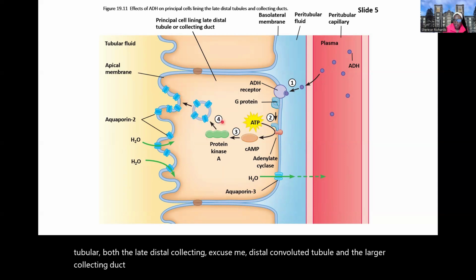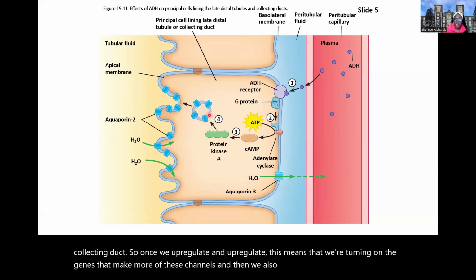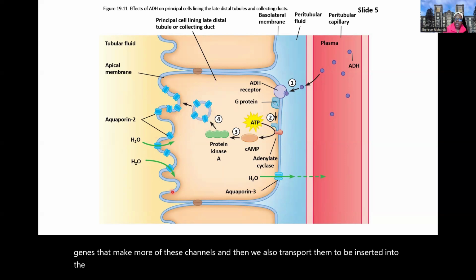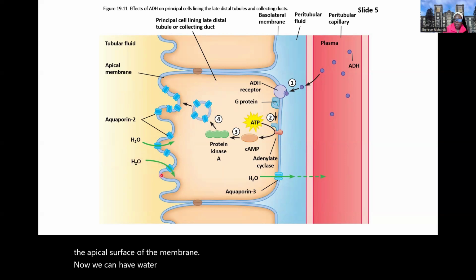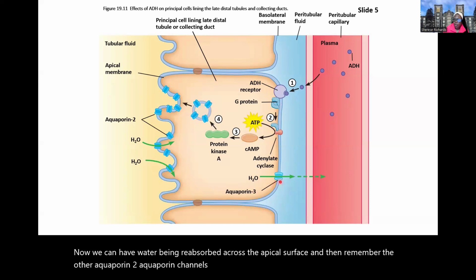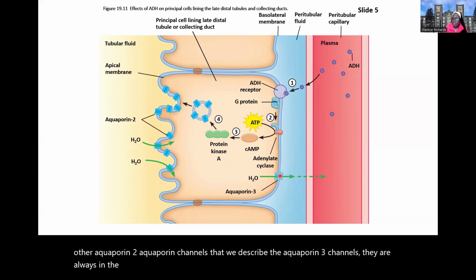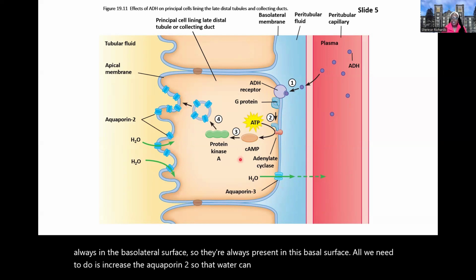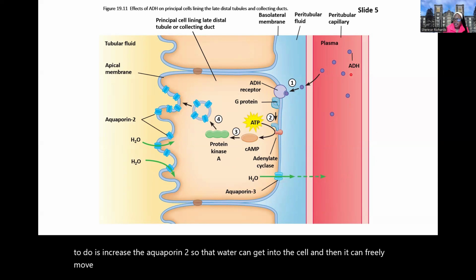So once we upregulate, and upregulate just means that we're turning on the genes that make more of these channels, and then we also transport them to be inserted into the apical surface of the membrane. Now we can have water being reabsorbed across the apical surface. And then remember the other aquaporin channels that we described, the aquaporin 3 channels, they are always in the basolateral surface. So they're always present in this basal surface. All we need to do is increase the aquaporin 2 so that water can get into the cell, and then it can freely move across the basal surface and then be reabsorbed into the plasma or the blood.